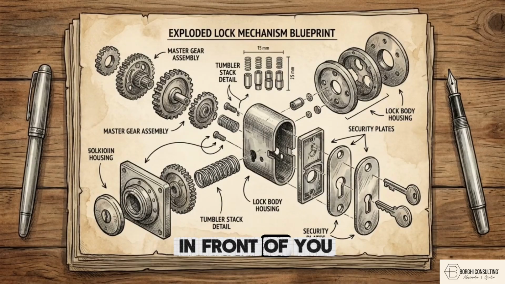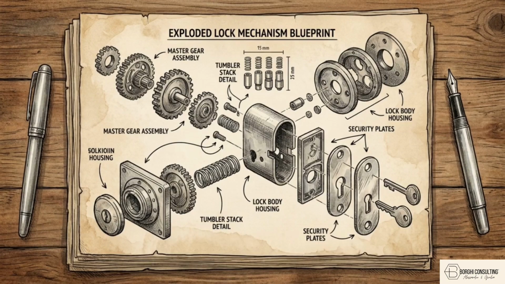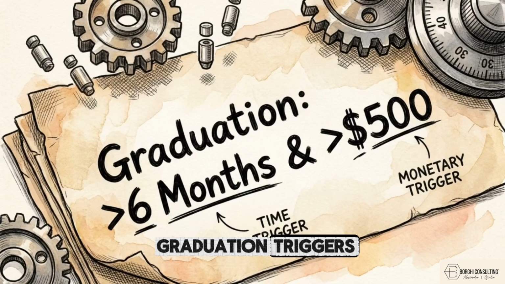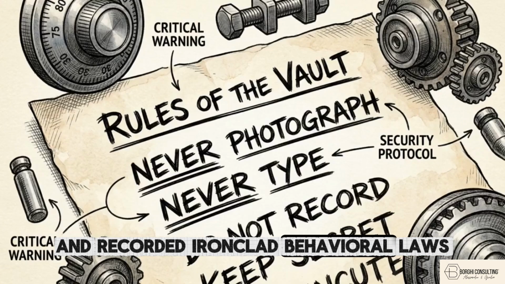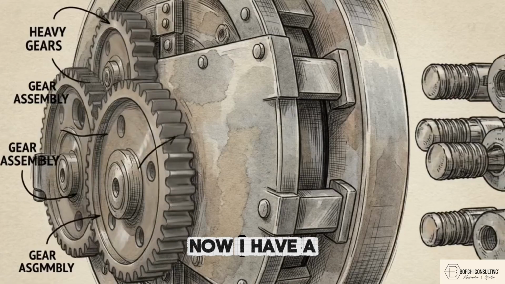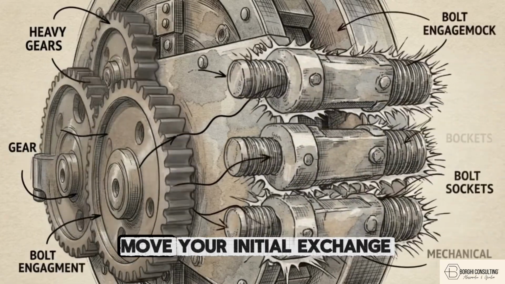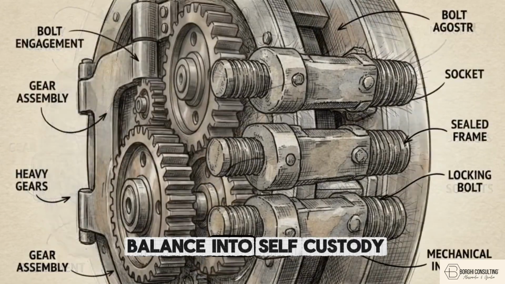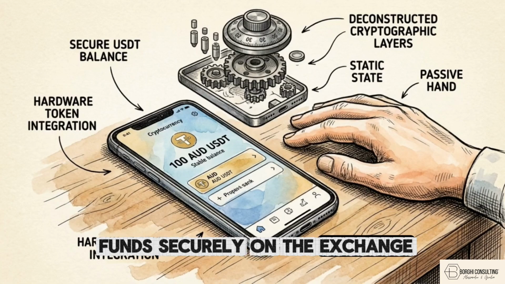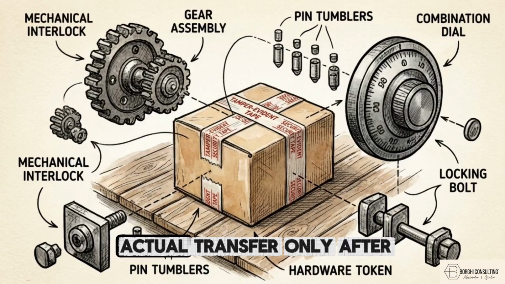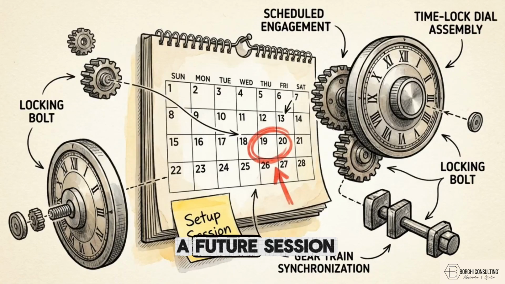Look at the paper in front of you. You have just created a fully realized seed blueprint. You have defined your graduation triggers, mapped out a distributed backup plan, and recorded ironclad behavioral laws. Now, I have a critical operational directive. Do not attempt to move your initial exchange balance into self-custody today. Leave your current funds securely on the exchange. We will manage the actual transfer only after your hardware arrives and is configured in a future session.